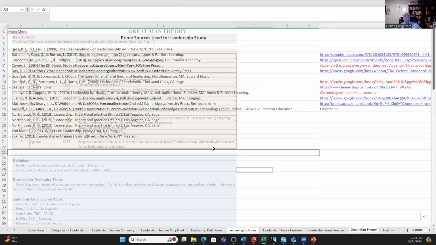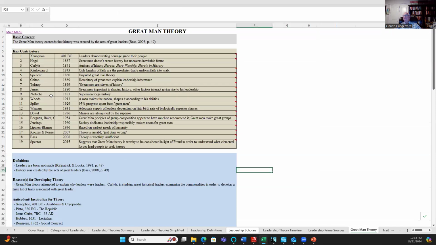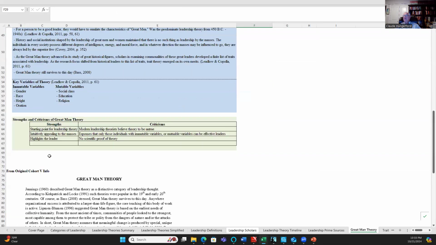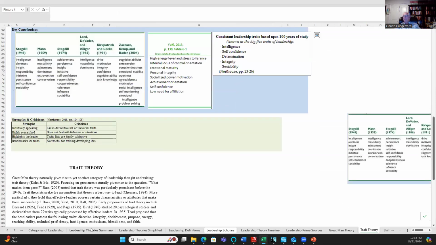And then we get into each of the leadership theories. So, what's the basic concept? Who are the major contributors? What were the definitions? And then what are some of the strengths and criticisms? So, you have all of these things in here for you guys to be able to look at. So, I'll be sending that your way.